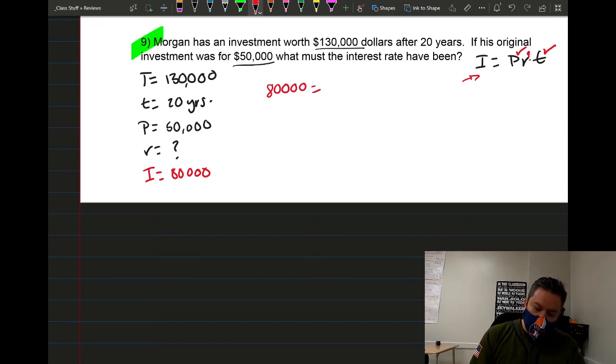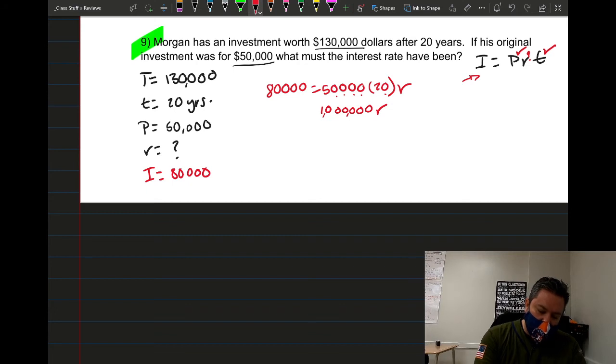Equals the principal, 50,000. The rate, I don't know. So I'm just gonna put in the time and the rate right here. That way I rewrote it. 5 times 2 is 10. You add 1, 2, 3, 4, 5 zeros, R. So that's what? 1 million.